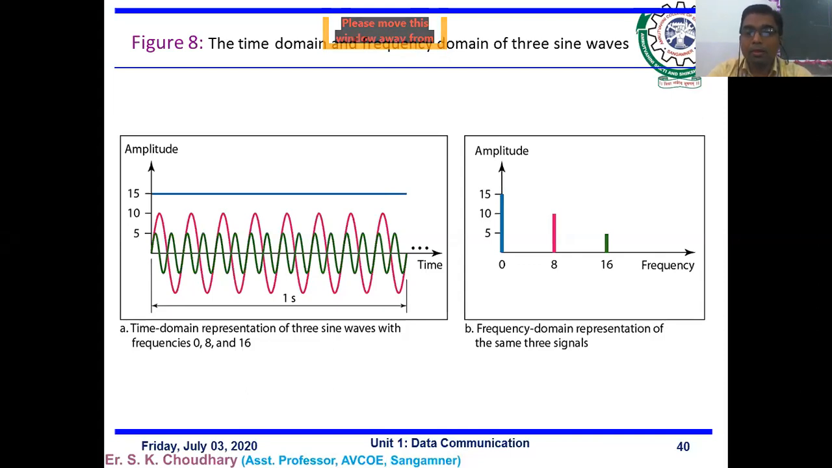At that time you see that only 3 spikes are required. One is at 15 volt, with frequency 0. Another has a frequency of 8 hertz and a peak amplitude of 10 volt. And the last one has a frequency of 16 hertz and an amplitude of 5 volt. Understood everyone? It is very simple to represent. That's why it is mostly used in data communication.